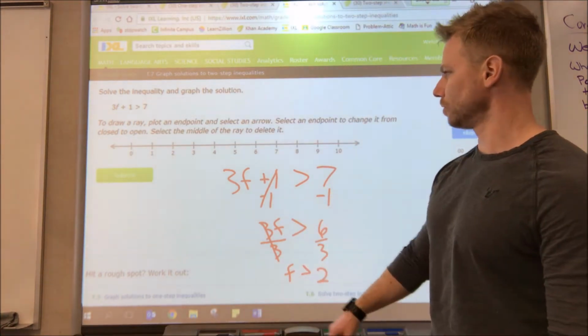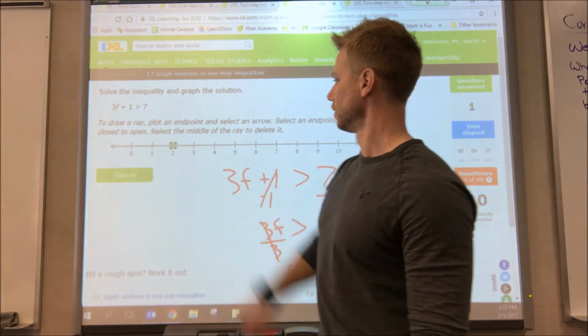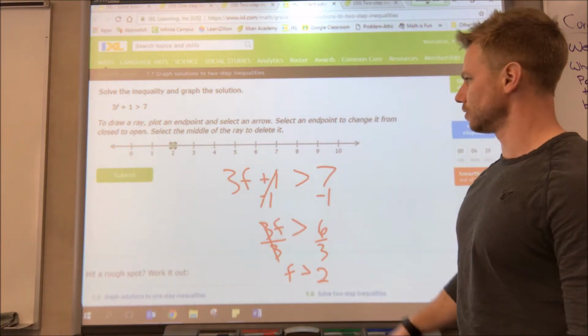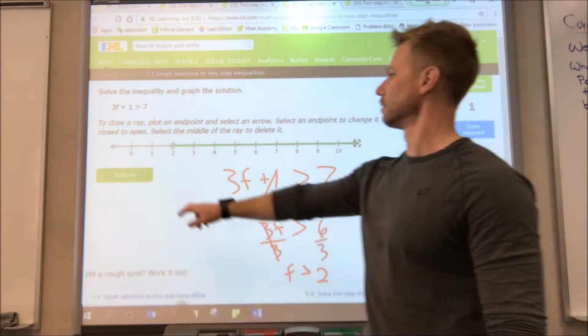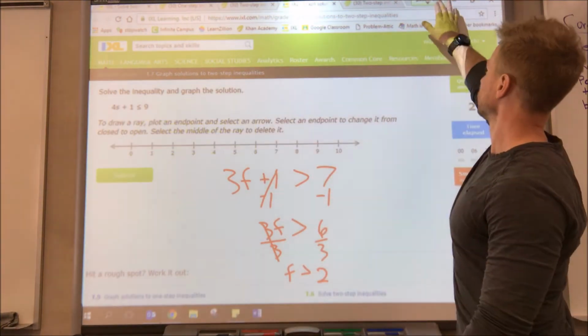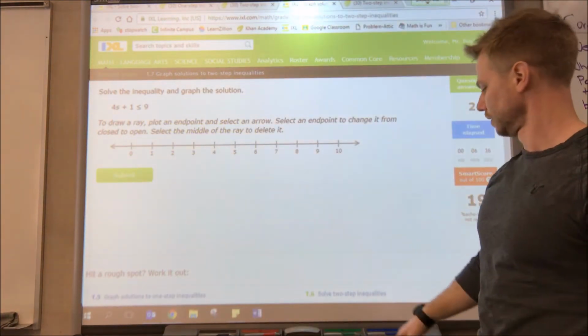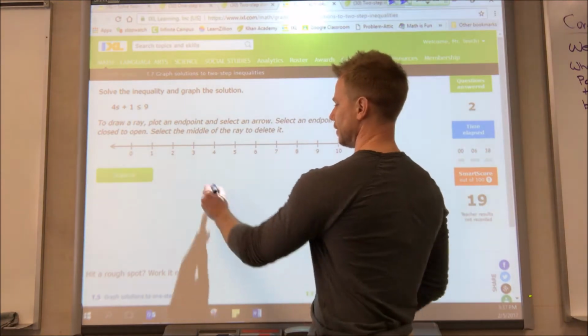So again, we need an open circle on 2. And we want numbers that are bigger than 2, so an arrow to the right. We have our solution. Okay, let's do another one.